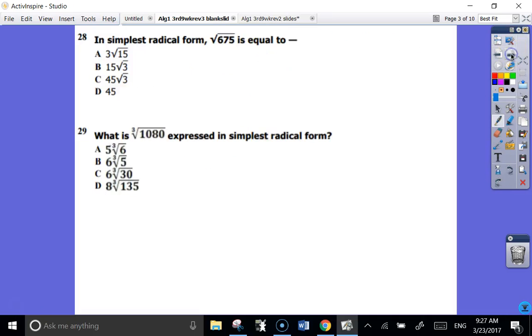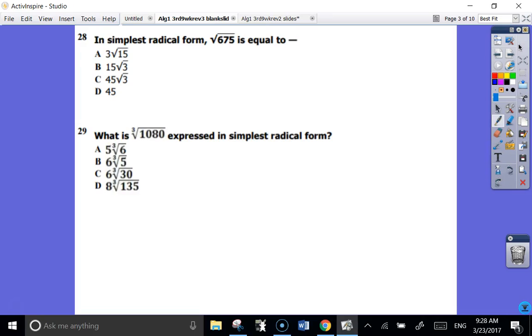Okay. Now, go to number 28 and 29. These are simplifying square roots and simplifying cube roots, which I showed you a good way to do in the calculator, and you'd probably get these answers pretty easily. You guys do that pretty well. But in a multiple choice format like this, you could always just put in the calculator the square root of 675, yes?